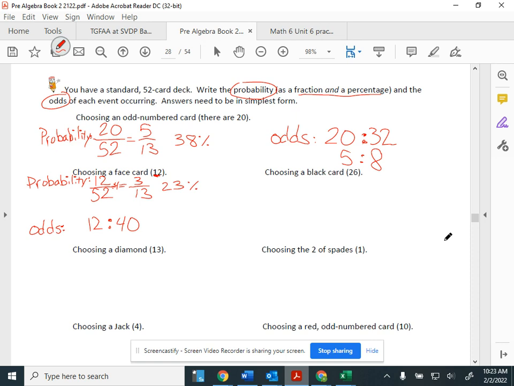Am I done? No. Why not? They're both even numbers. I know I can simplify that. What can I divide out of both 12 and 40? Sam? 4. I can divide a 4 out. 12 divided by 4 is 3. 40 divided by 4 is 10.